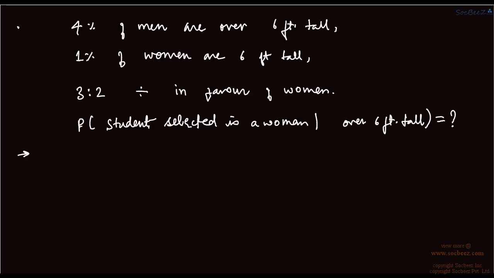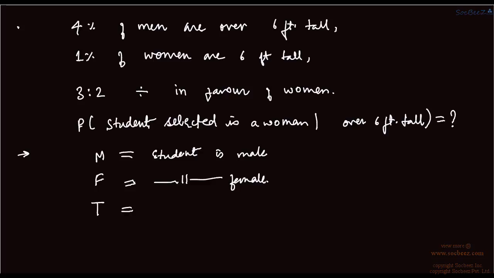Now we will approach this with Bayes' theorem. We'll first start with M. Let's say M denotes that the student is male, or man. Then F denotes that the student is female. Then you can say T stands for the student is over 6 feet tall.